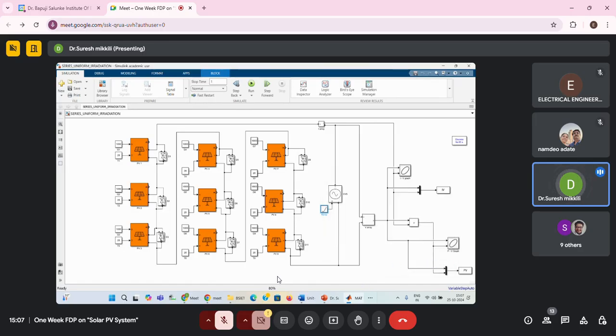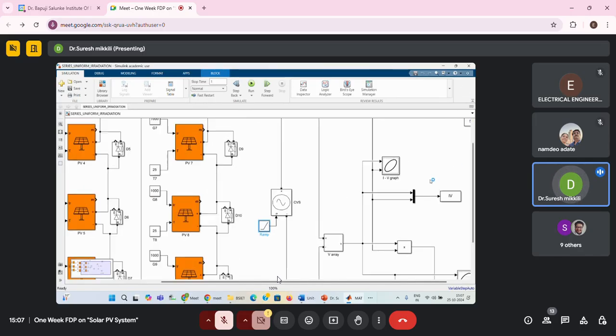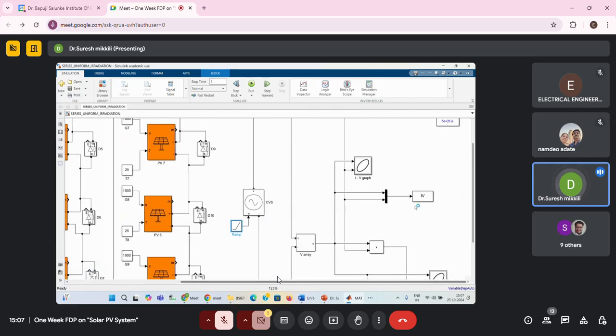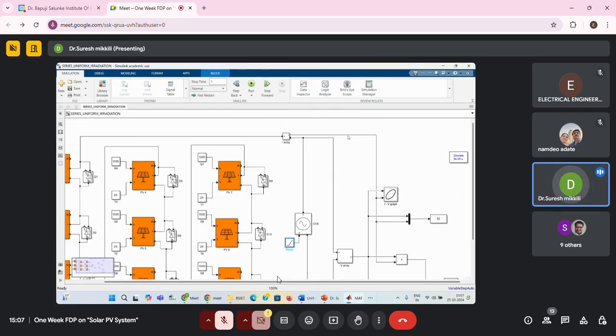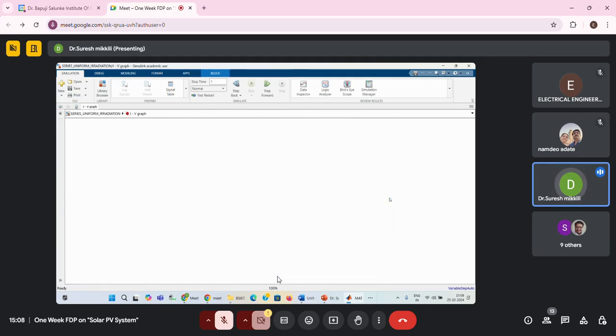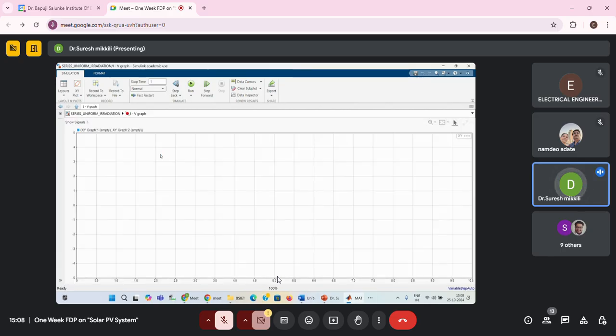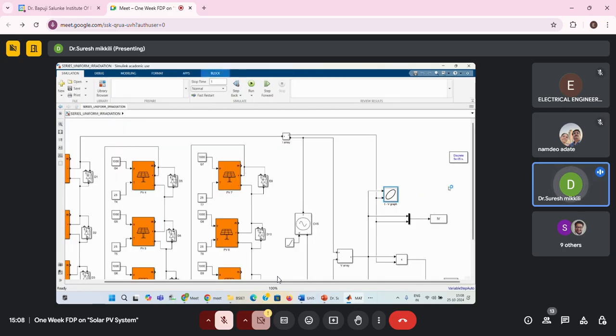Now, I want the IV curve and PV curve. The IV graph is an XY graph. So I have taken one output from the current and one output from the voltage, which is given to the IV curve. One is current I have connected, second one is from voltage. So this is called an XY graph, not a normal graph. You need to take an XY graph, which will draw the curve. Is it okay?